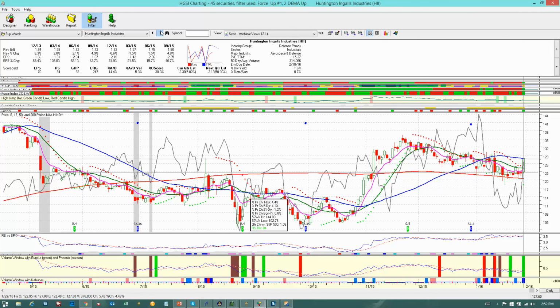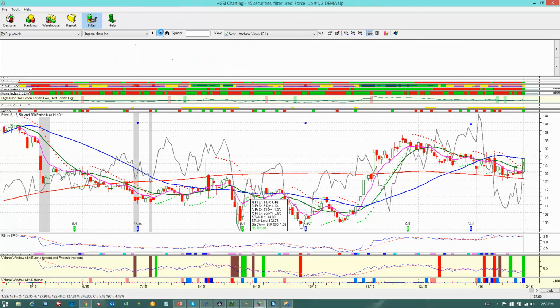Huntington Ingalls, they make aircraft carriers. I don't know why I picked this one. Great earnings per share growth coming in. Couple of kahunas. Has to break above the 50. Mobile breakout coming out of the squeeze.